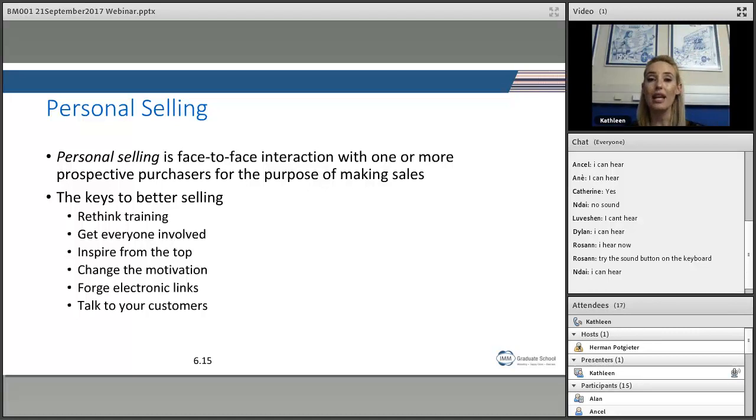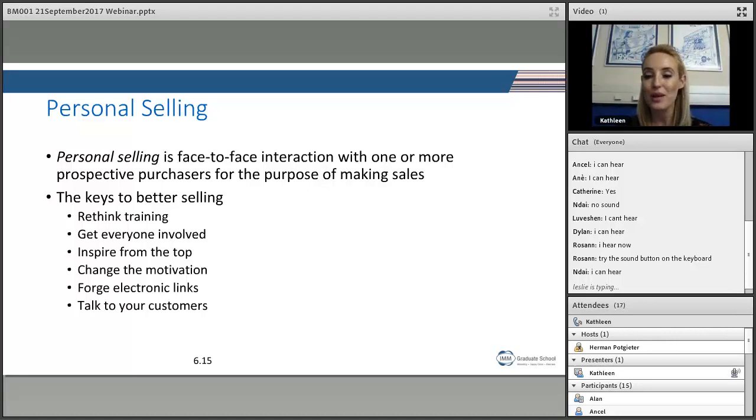Then the fourth element of our marketing communications mix is personal selling. And we have a few keys that are given to us on how to improve our personal selling skills. And the first tactic that is given to us as a method of improving personal selling is to rethink how we train our salespeople. And we should always focus on training them so that they will be able to best satisfy customer needs.